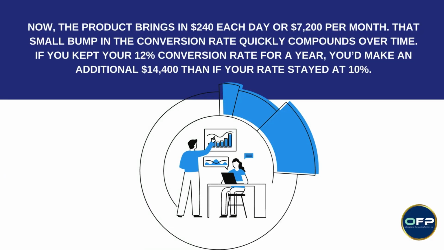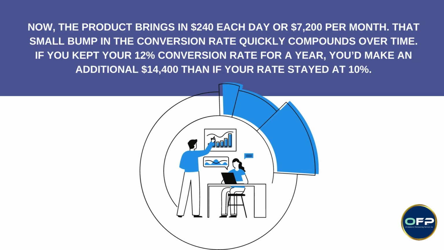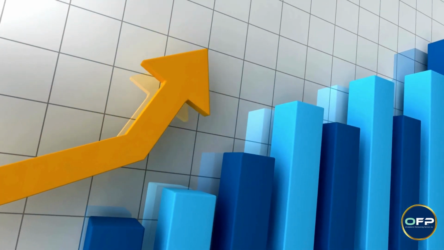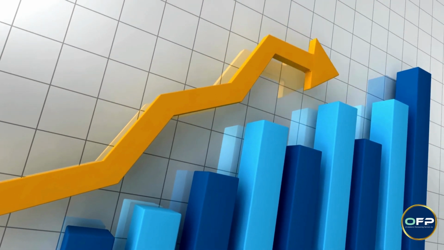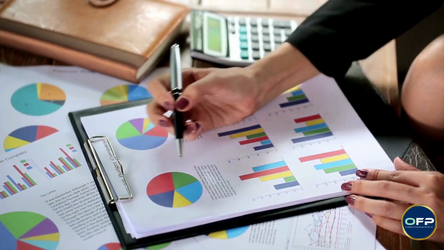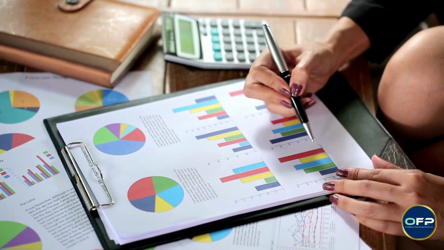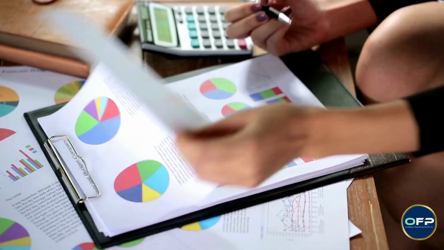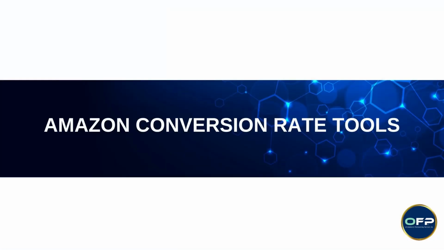That small bump in the conversion rate quickly compounds over time. If you kept your 12% conversion rate for a year, you'd make an additional $14,400 than if your rate stayed at 10%. It goes without saying that even small bumps in your conversion rate are worth the effort. However, not every seller has time to put in the work to increase their conversion rate and keep it up.